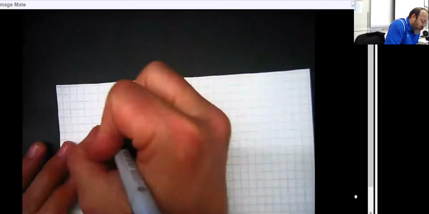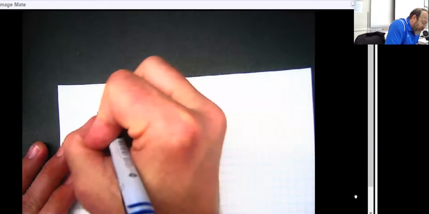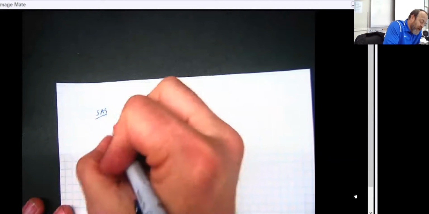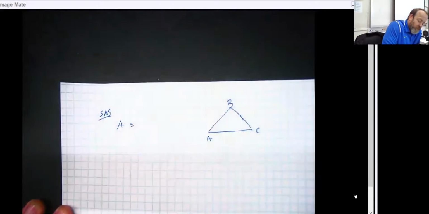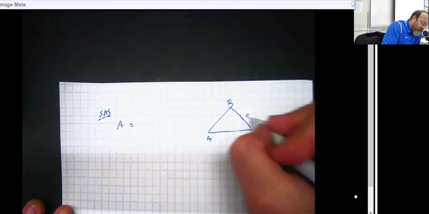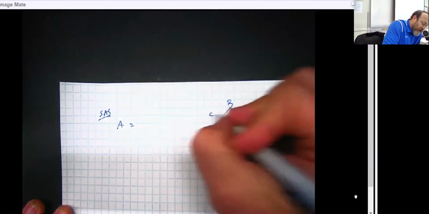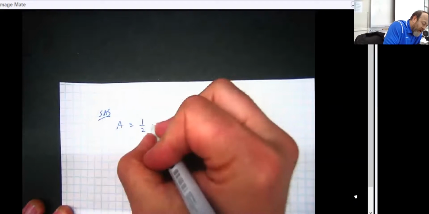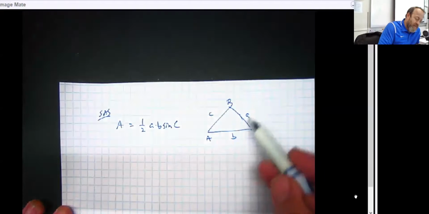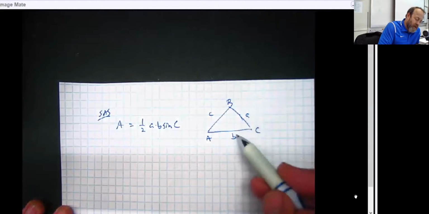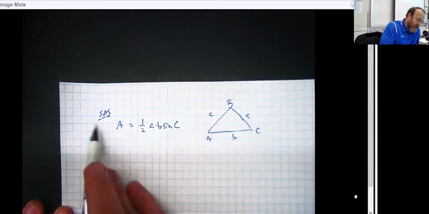We have a series of formulas, and these formulas are predicated on the idea of having known side angle side. So in a triangle like this one, where you have sides A, B, and C, one of the formulas says that the area of a triangle is 1/2 A times B times the sine of C. Notice A, B are here, and C is right in the middle. So that's a side angle side, like I said.